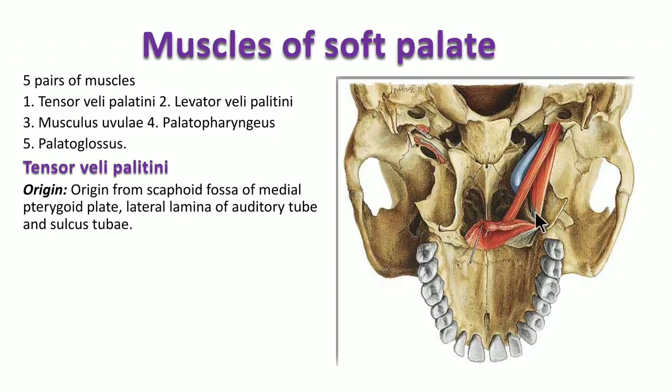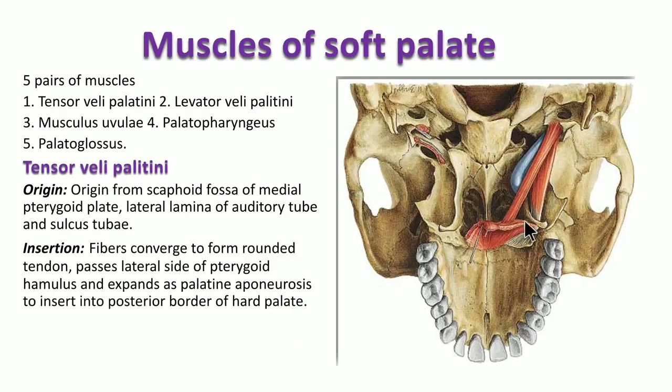There, the tendon of the tensor veli palatini is also separated by a bursa. Otherwise, if there is no bursa, then there will always be friction created between the tendon and the pterygoid hamulus. Okay, so the fibers converge to form a rounded tendon around the pterygoid hamulus, and then they expand to get inserted as the palatine aponeurosis into the hard palate, posterior border, and to the palatine crest.